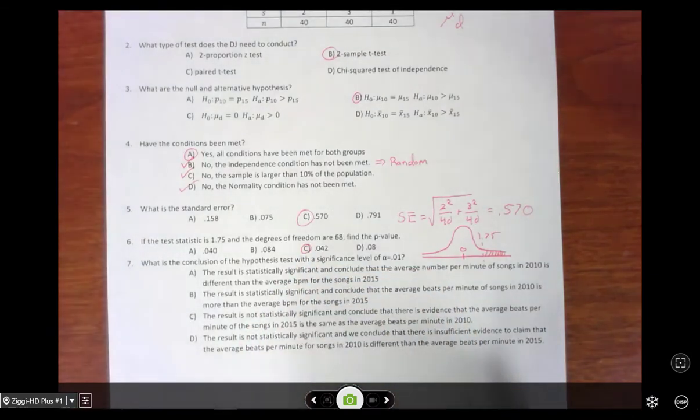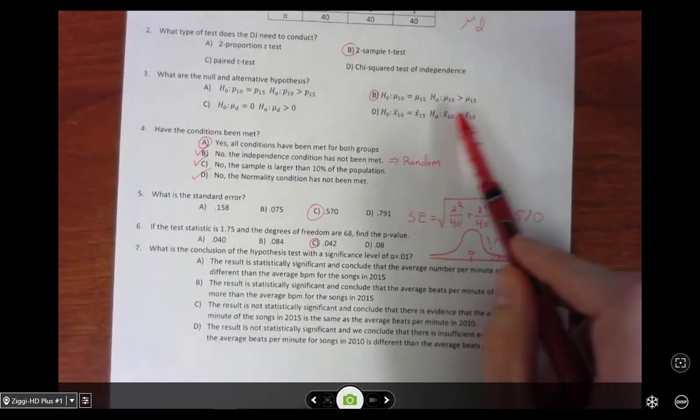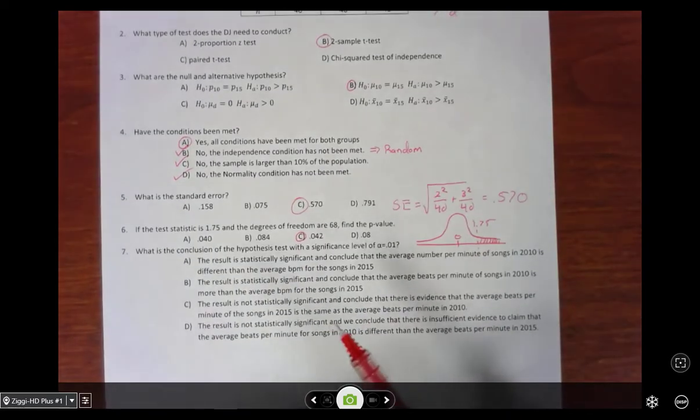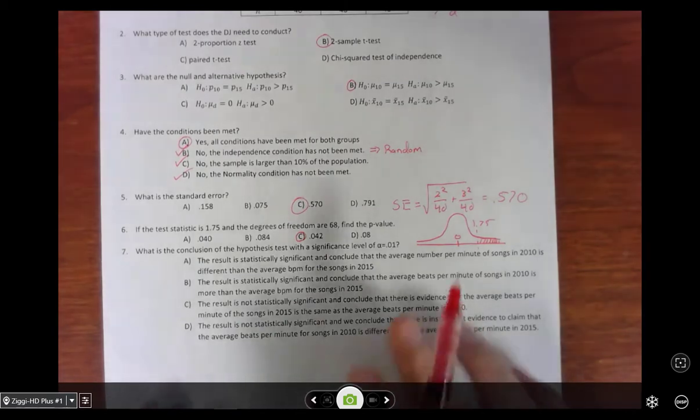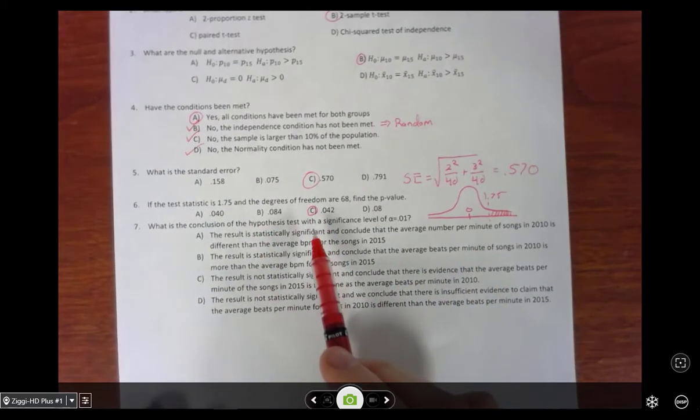We don't need to double it because it's not a two-tailed test. If the alternative hypothesis was not equal to, where we just want to see if there's a difference between the two, then we'd have to double this to be 0.048. So the answer would be B in that example. But since it's just a right tail test, it's just 0.042.